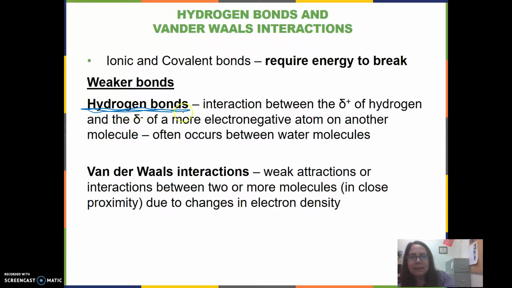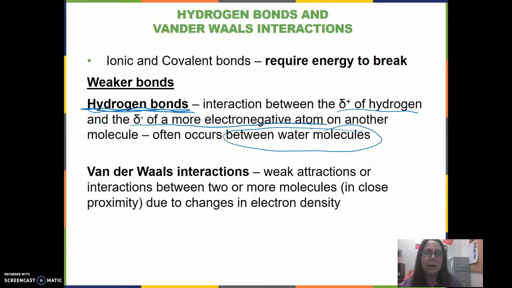we typically discuss hydrogen bonding in relation to water molecules because it's the interaction between the positive hydrogen end of the water molecule and the negative oxygen end of the water molecule. And that oxygen end, it doesn't have to be oxygen. It can be the negative end of any molecule that has hydrogen in it. So often hydrogen bonding occurs between water molecules, and we will look at a slide and look at an illustration of that in a minute.